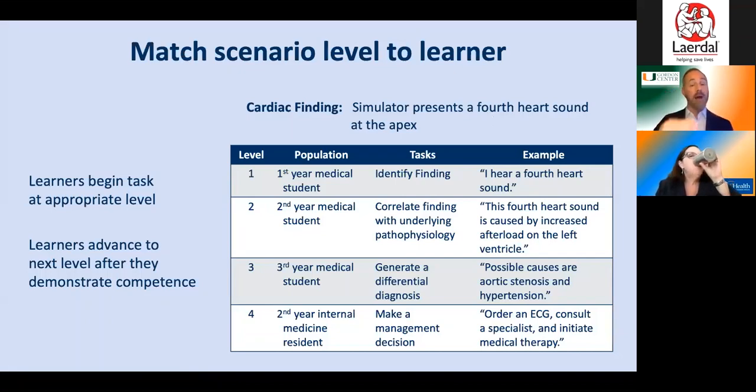Second-year medical students, which have now been introduced to pathophysiology, should be able to correlate that sound to what must be going on in the heart to produce that. Third-year medical students are now in their clinical phase, and so we would expect them to generate a differential diagnosis based on that. Who among the patients that you see on the medicine wards or in the clinic would you expect to have a fourth heart sound? And you can take this right across the educational continuum. We train internal medicine, family medicine, pediatrics residents, as well as even cardiology fellows, and we would have expectations for the tasks that they could accomplish according to their educational level.